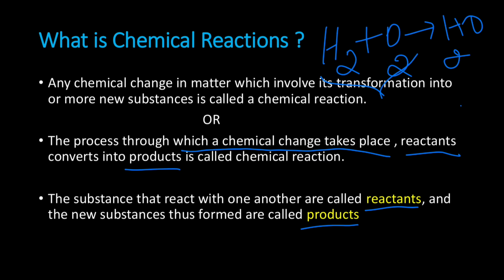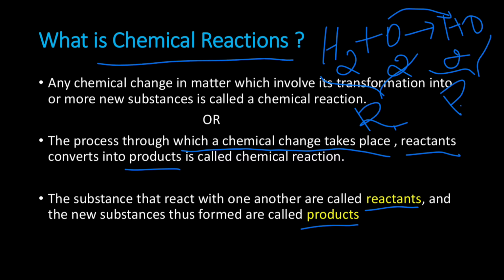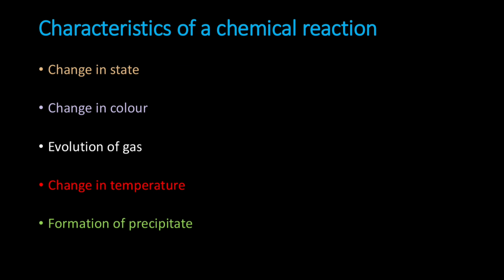Here the H2 and O2 gases are your reactants, and the substance formed, the water molecule, is your product. There is some process through which this oxygen and hydrogen combine to form the water molecule, and the process is called a chemical reaction, where the reactant is getting converted into product. Now let us move on to characteristics of chemical reaction.